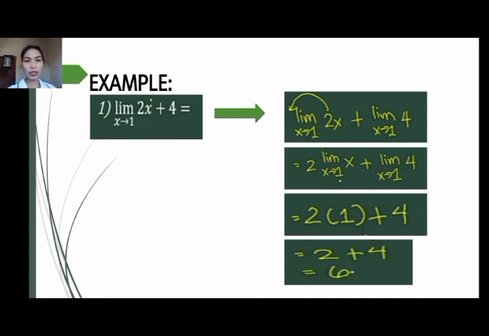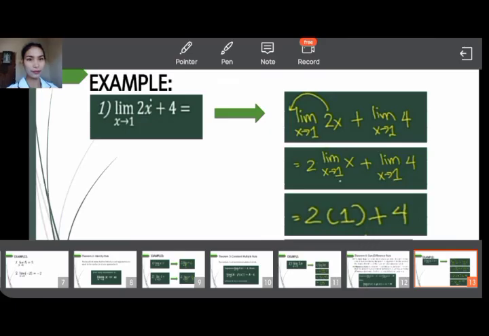Have you noticed that we have used the constant multiple, the constant, and the identity rule? As I said earlier, they are among the most used limit theorems, so we have to remember that. That is the example of our limit theorems: the constant rule, identity rule, constant multiple rule, and also the sum or difference rule.